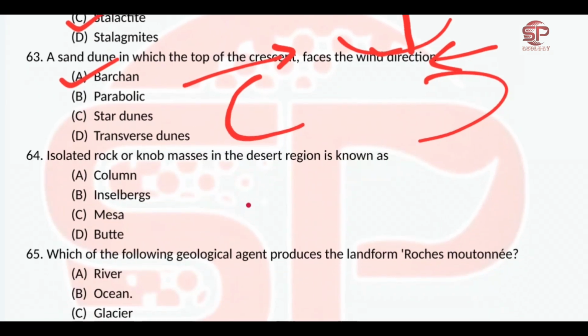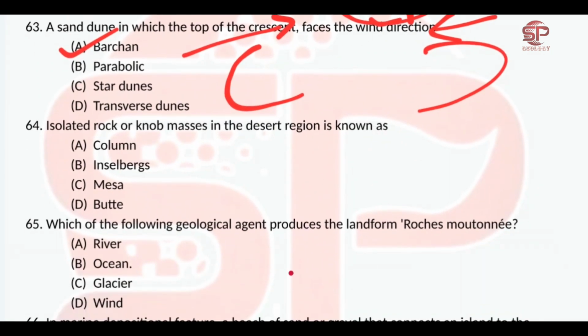Then isolated rock or knob masses in the desert region are known as inselberg. In desert regions, isolated masses are called inselberg. It is also common in peneplanation regions. Mesa, these are flat tabulated landforms. Isolated and rounded, the answer will be inselberg.